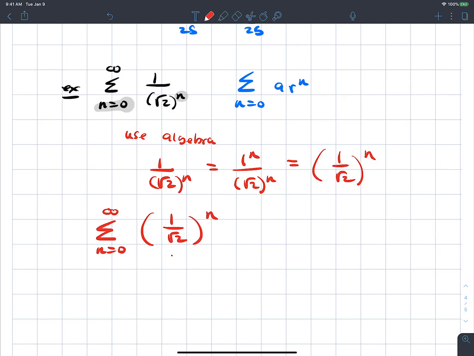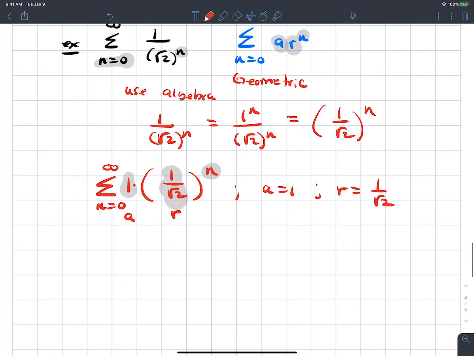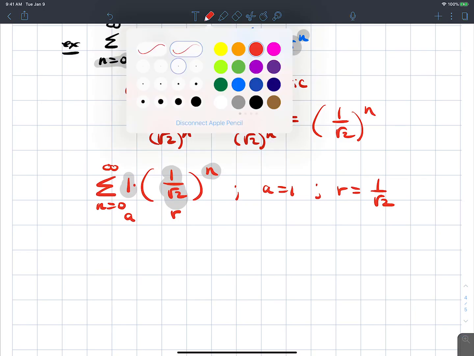So yet again, here's my r, and I could put 1 for a, just like we did in the past. This says to me a is 1, and r is 1 over the square root of 2, because it's in the definition form. Here's my a. Here's my r. That's the r value. Power n. There we go. This is geometric by definition. Or, if you didn't like that, I already know it's geometric if you looked at the terms.